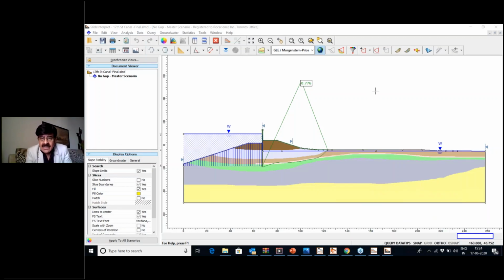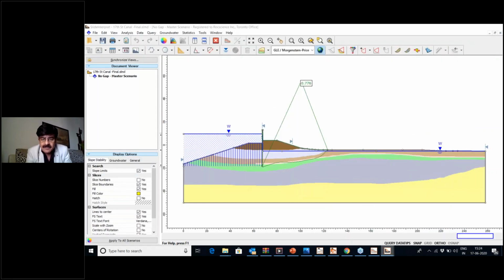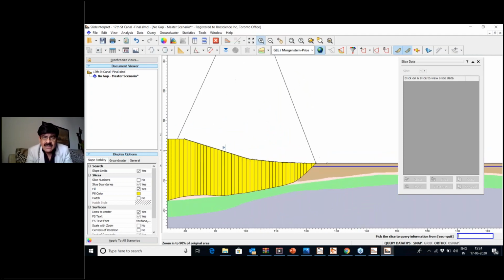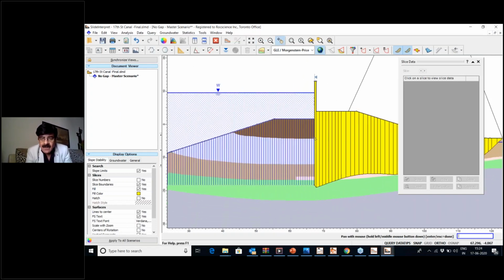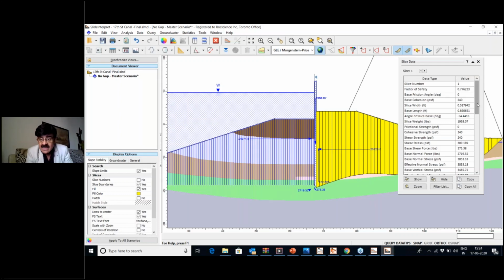And let's see, let's go to the modeler. No, not the modeler, sorry. Let's look at the slice data, the vertical slices, and let me enlarge this so that we look at these slices, and look at the first slice here. And the very first slice, if I click on this, the data would be shown in this table.